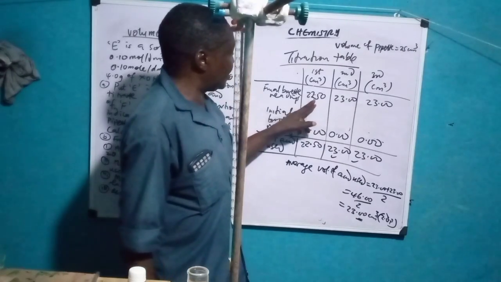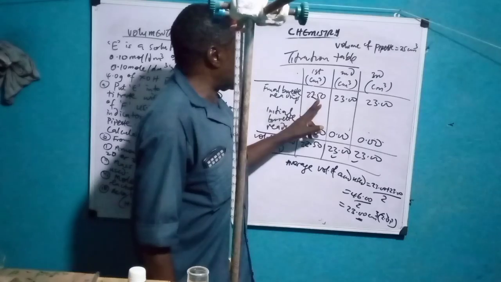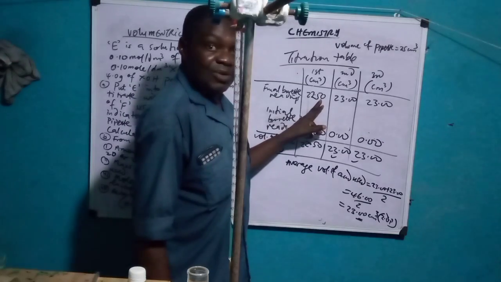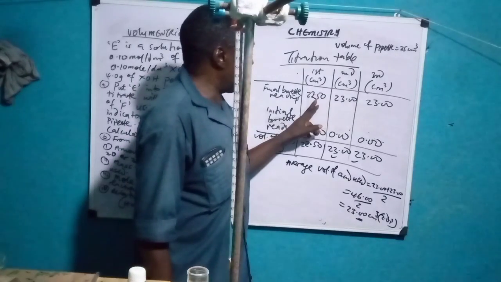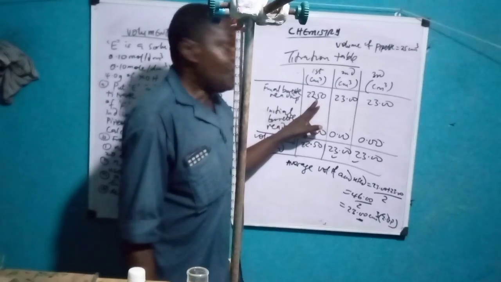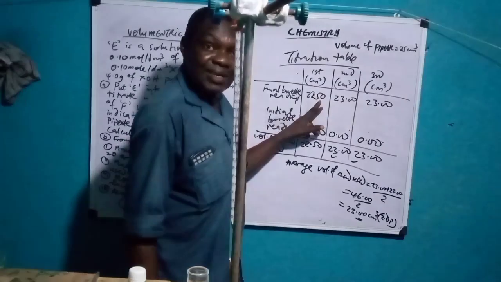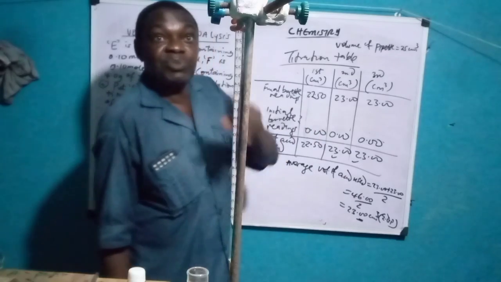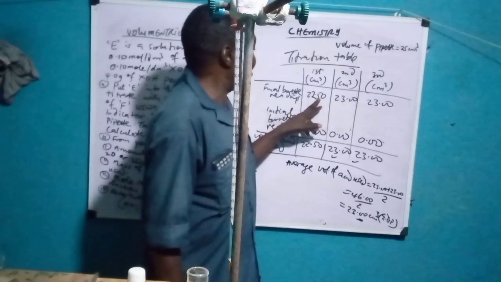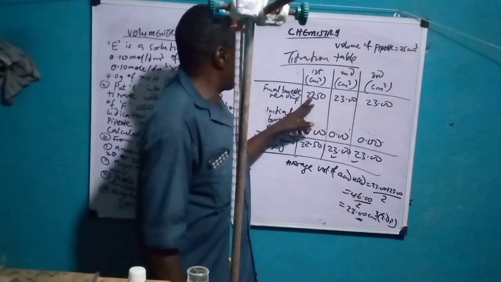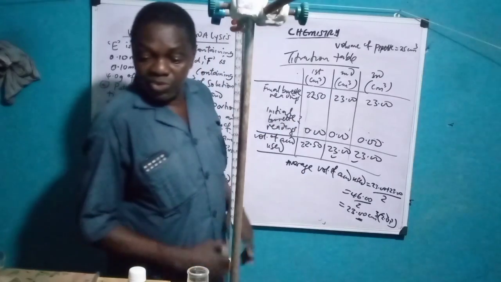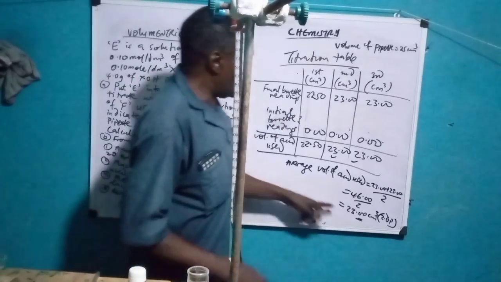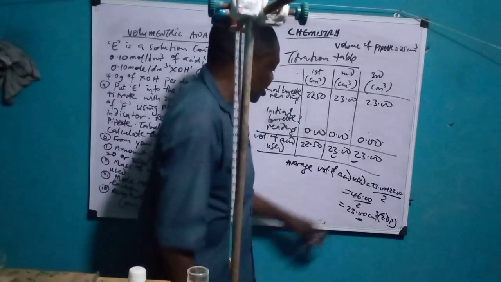You can see the readings, 22.50. You cannot say 22.5; you must add 0 to make it 2 decimal places. And you must not say 22.51; it is not accepted. They will mark it completely wrong, because the burette is not calibrated to that sensitivity. It's only 22.5, but you will add 0 to make it 2 decimal places. So the average volume of acid we are using is 23.00.